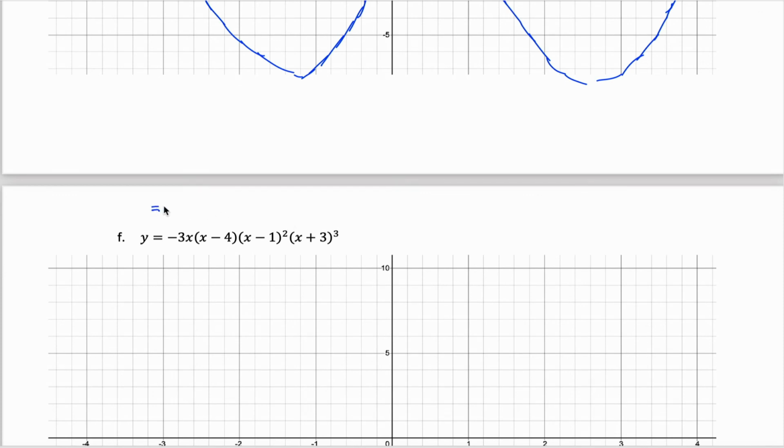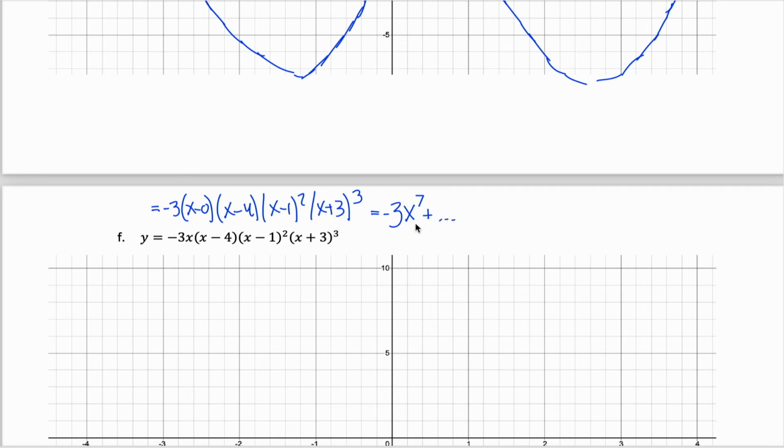Well, I think the easiest way to think about it is we would have negative 3 times x minus 0 times x minus 4 times x minus 1 squared times x plus 3 cubed. I'm going to need part of the unfactored form. So to first figure out the leading coefficient, I got x to the first, x to the first, x to the second, and x to the third. So I got x to the 7th power. But that x to the 7th power gets multiplied by this negative 3. So I get negative 3 times x to the 7th power.